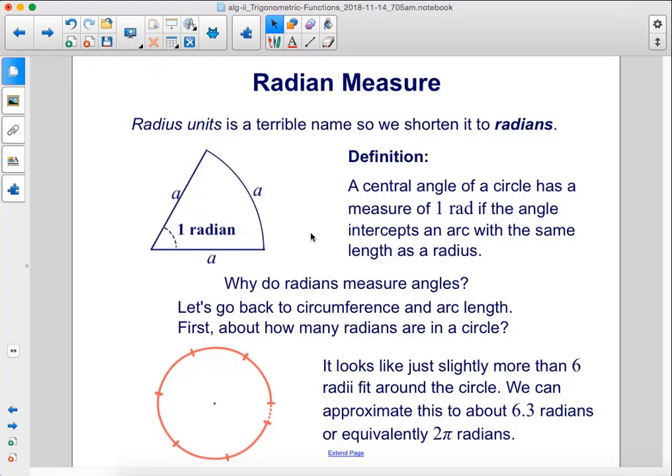Why do radians measure angles? Let's go back to circumference and arc length. First, about how many radians are in a circle? It looks like just slightly more than 6 radii fit around the circle. We can approximate this to about 6.3 radians, or equivalently 2 pi radians.